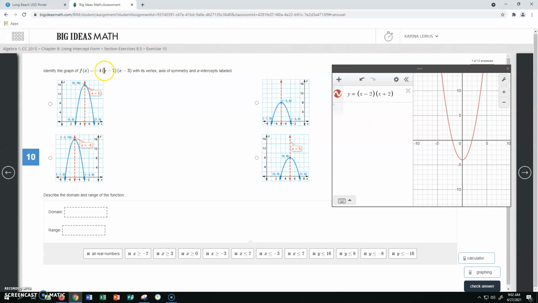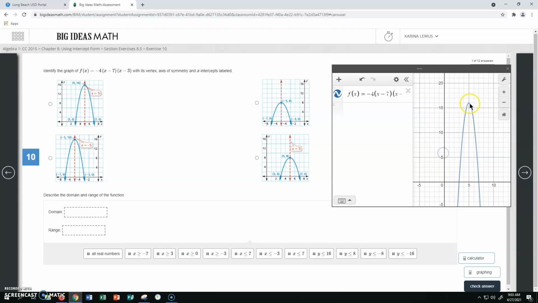All right, so this first one here, we've got a negative 4. I'm just going to type the whole thing again. So we've got f of x is equal to negative 4, and then x minus 7 and x minus 3. Okay, drag that up a little bit here, and I'm even going to click right there so I can see where my vertex is. It's at 5, positive 16. So this one works. It has to be this one in the upper left.